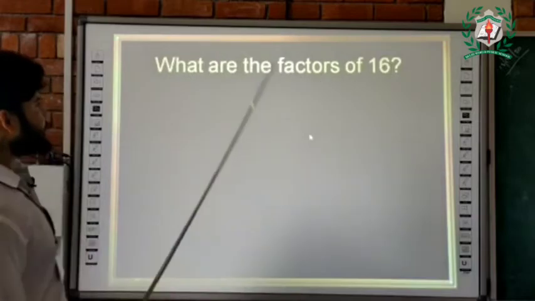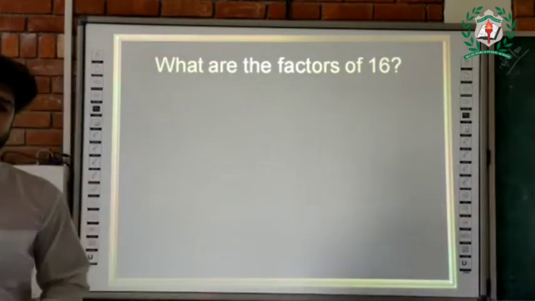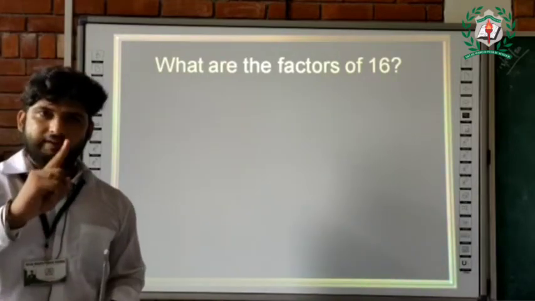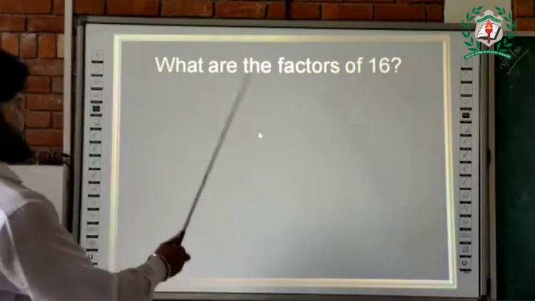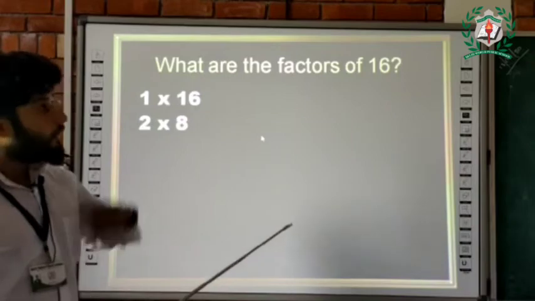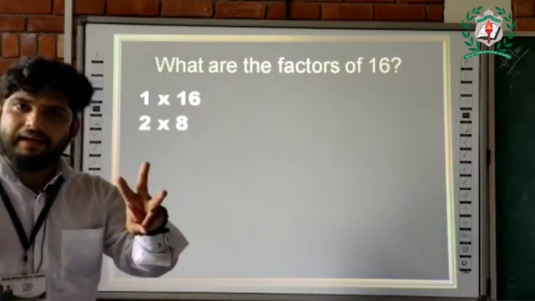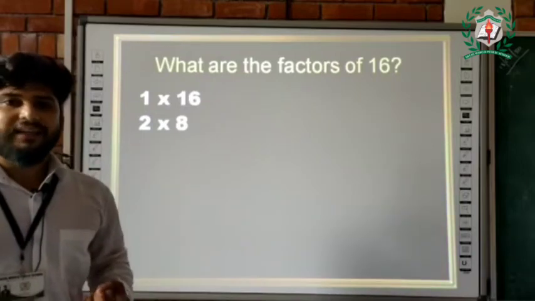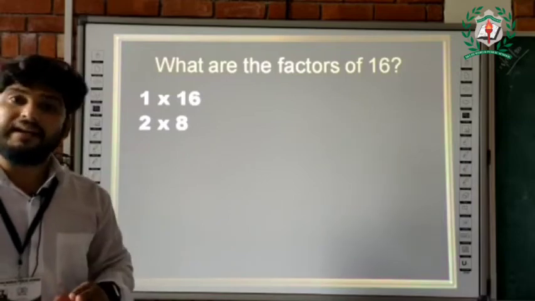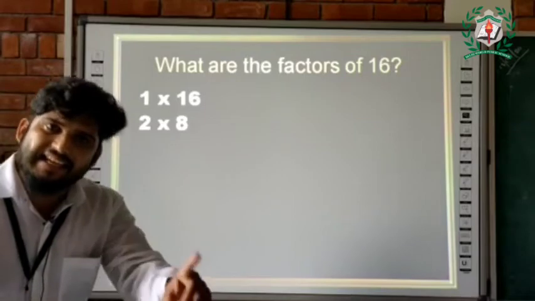Let's see an example. What are the factors of 16? Now tell me, how many numbers are there which can divide 16 completely? 1? Yes. 2 can divide 16 completely. Yes. 3 can divide 16 completely? No, because in 3's table 16 doesn't come. The answer will come in decimal. 3 can't divide, so 3 is not a factor of 16.